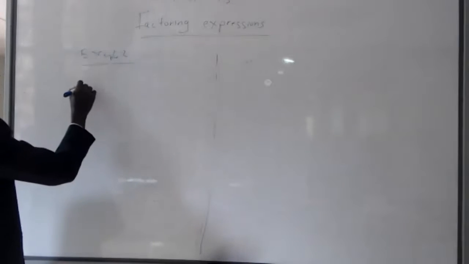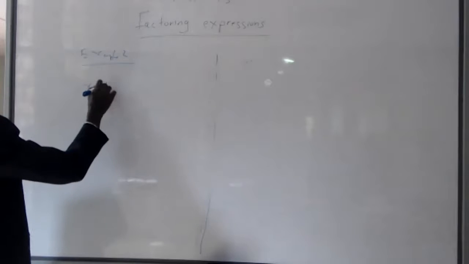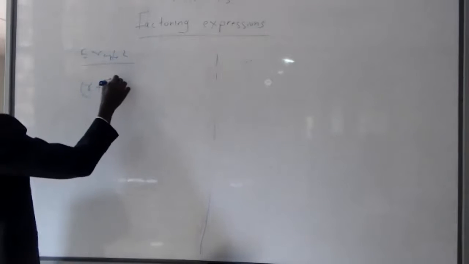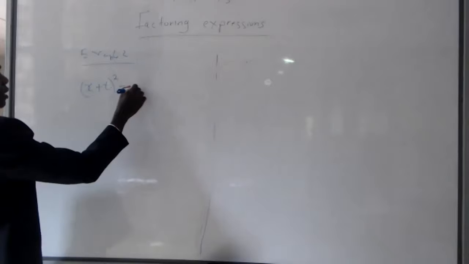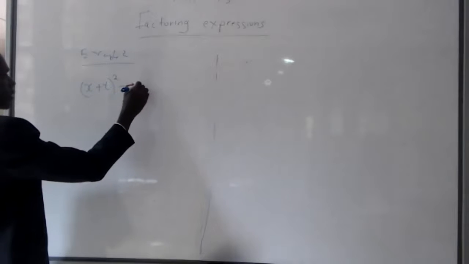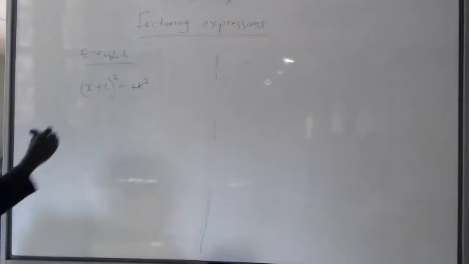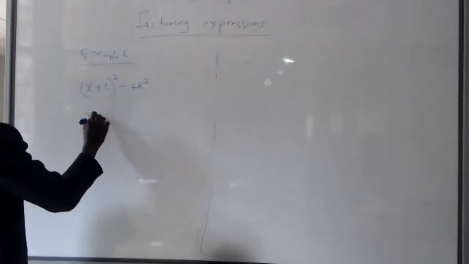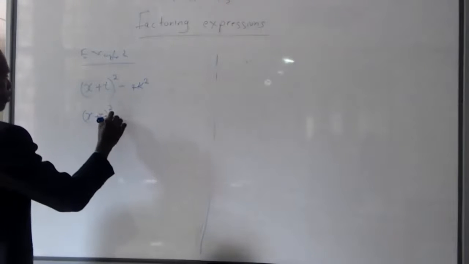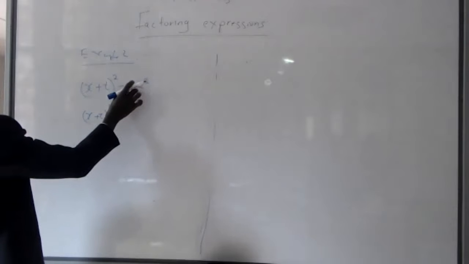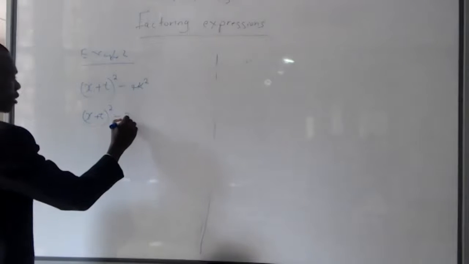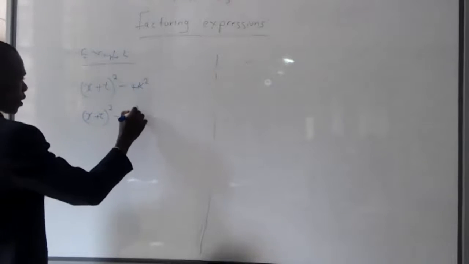Let's say you want to factor (x plus t) squared minus 4k squared. Factorize this, (x plus t) squared minus 4k squared. This can be written as a difference of squares. So you could write this as (x plus t) squared minus, 4 is the same as 2 squared, so this becomes (2k) squared.